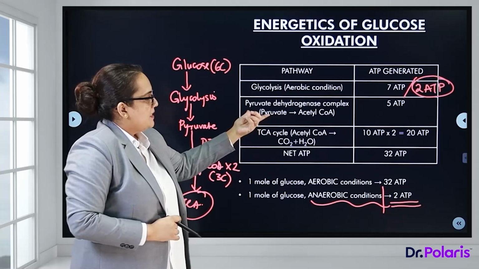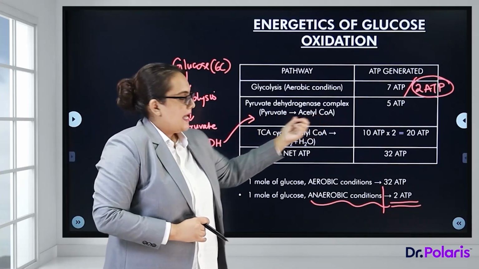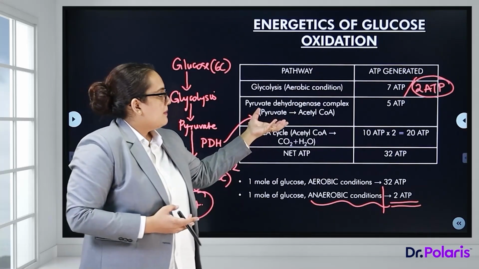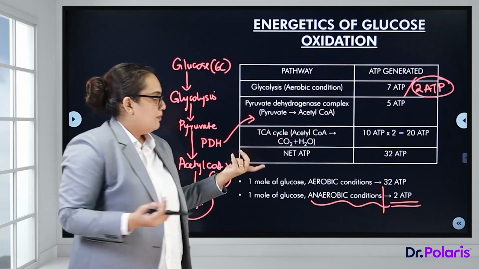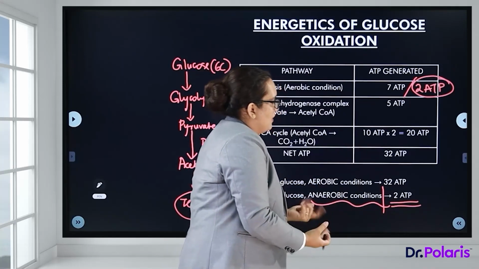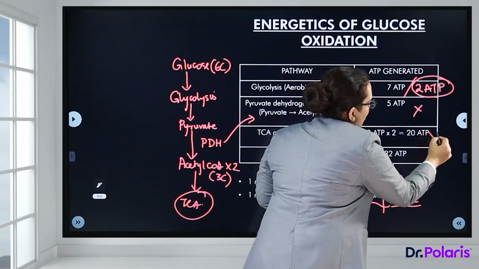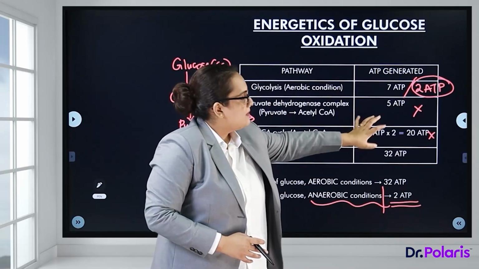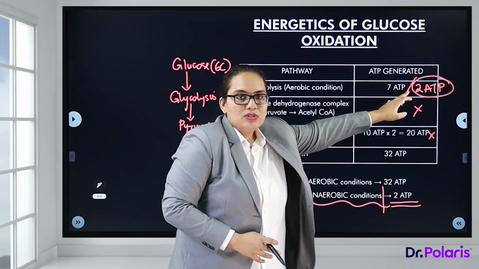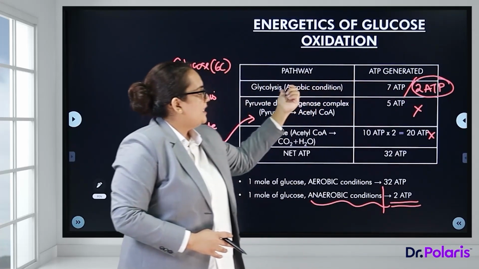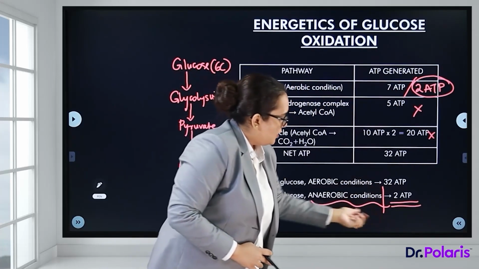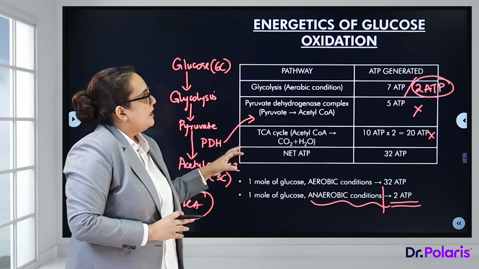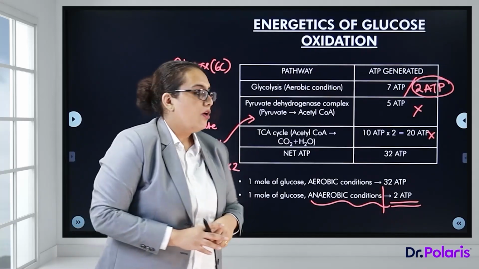The next reaction, which is pyruvate to acetyl-CoA and TCA cycles, do not occur because of the lack of mitochondria. So because mitochondria is not there in anaerobic condition, these two steps do not occur. Therefore, you do not have energy produced in these two steps. Directly, whatever energy is produced during anaerobic glycolysis, that is 2 ATP, is the total energy produced during oxidation of glucose. So this is it about energetics of glucose oxidation.